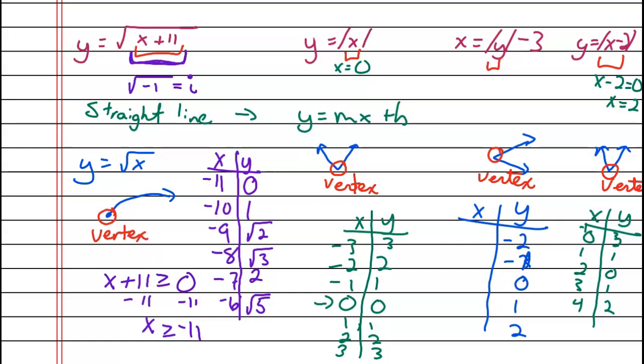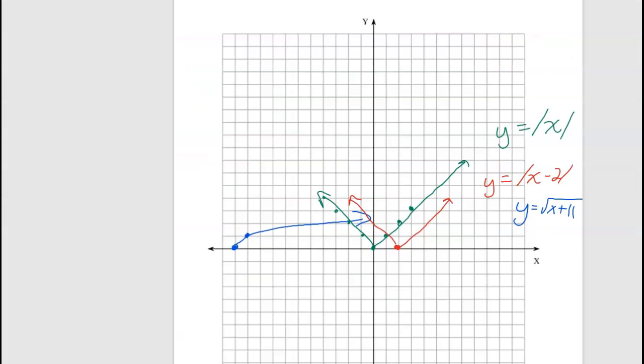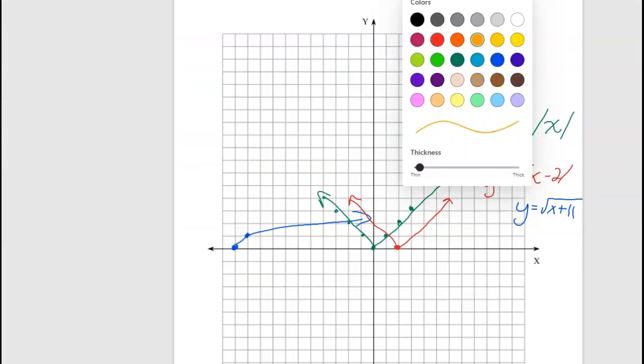So -2, absolute value is 2. 2 minus 3 is -1. Absolute value of -1 is 1. 1 minus 3 is -2. 0, absolute value of 0 is 0. Minus 3 is a -3. Absolute value of 1 is 1. Minus 3 is a -2. And then that's going to give me a -1. So now I have -1, -2, -2, and so forth.